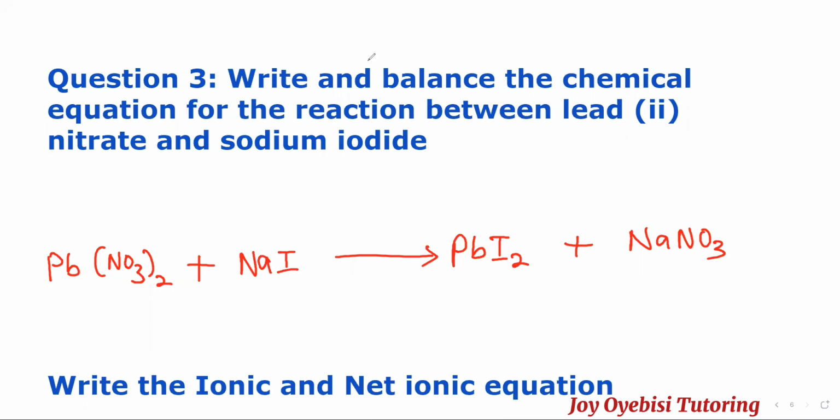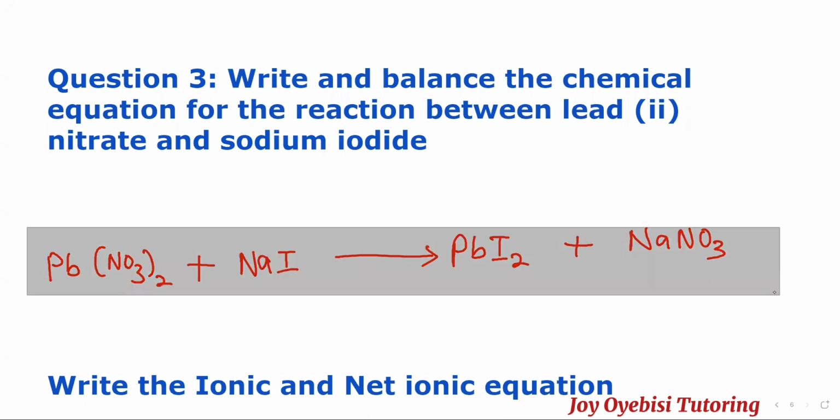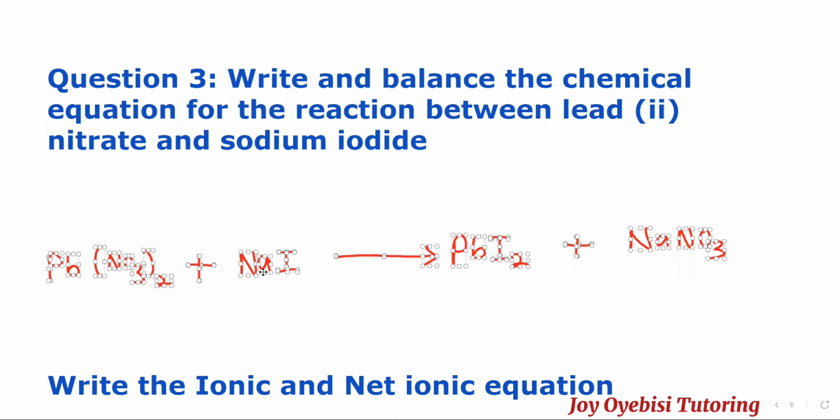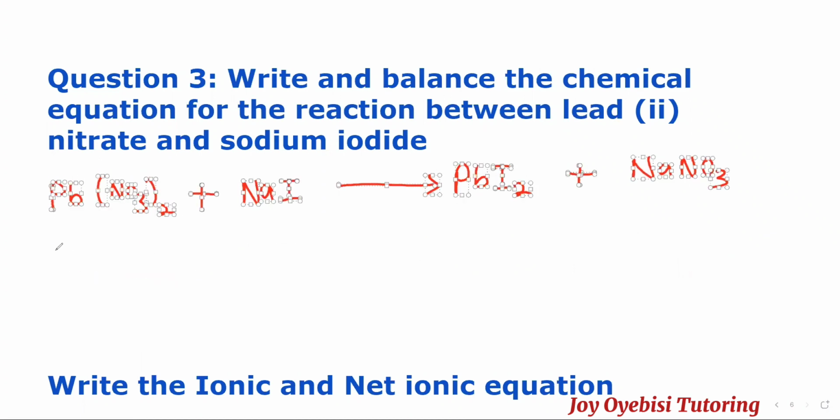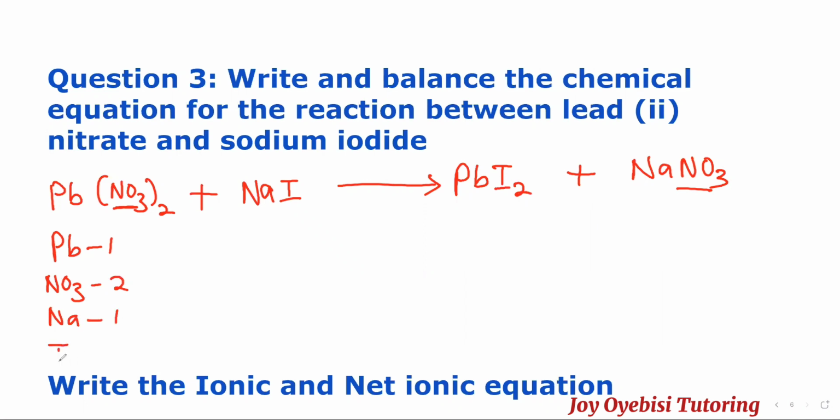To balance the equation, what you're going to do is write out what you have on both sides. So I have 1 lead on my left. Now I'm going to group the NO3 since I have it appearing on both sides. So just group it up. So this is NO3 and you have 2 on the left, Na 1 and sodium 1.